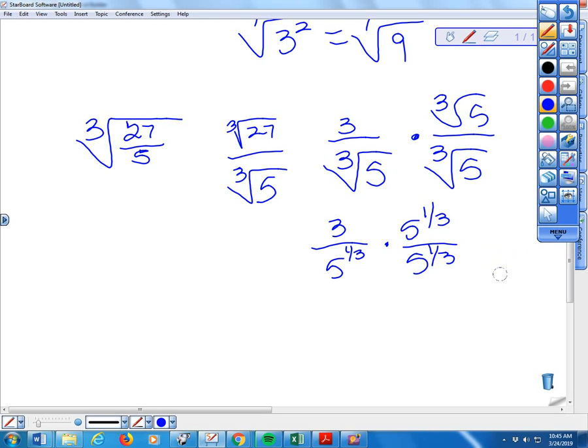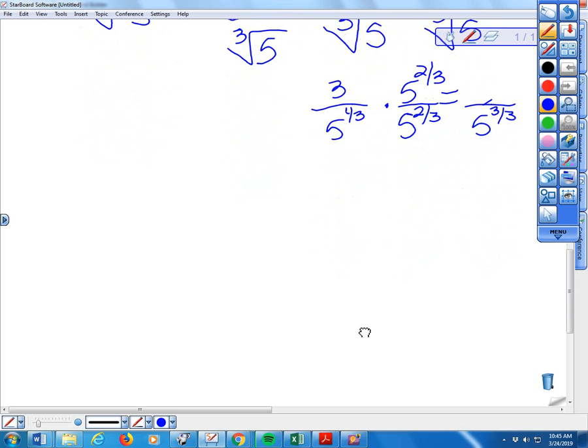So I need to get it to 5 to the 3/3. That's my goal. I want this to be, after I multiply it, 5 to the 3/3, because 5 to the 3/3 is just 5 to the 1, which is just 5, and now I've eliminated the root. So what can I multiply 5 to the 1/3 by to get 5 to the 3/3? 5 to the 2/3. Okay? So now I can rewrite this as 3 times 5 to the 2/3, which is the cube root of 25, all over 5. And I'm done. I can't simplify 3/5 any further, and I can't cancel anything out here because this is under a root and this is not. Okay?